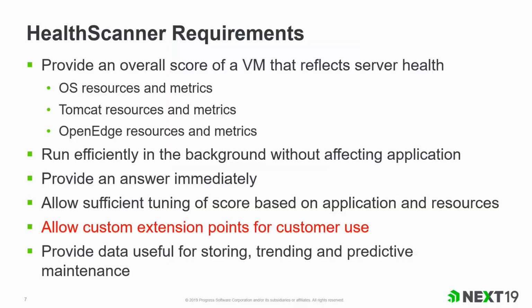So when we created the Health Scanner, these were the requirements that we laid out. We wanted to provide an overall score of the VM that reflects the server. This includes OS metrics and resources, Tomcat resources, OpenEdge resources and metrics. All of this stuff is built on JMX. When we created PaaS for OpenEdge, we created a rich JMX interface of everything going on our side. Tomcat and Java provide their own JMX beans to tell what's going on in them. And the Health Scanner basically uses this information in order to do its job.